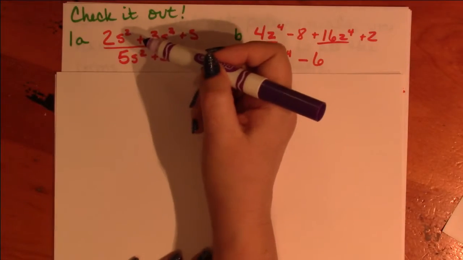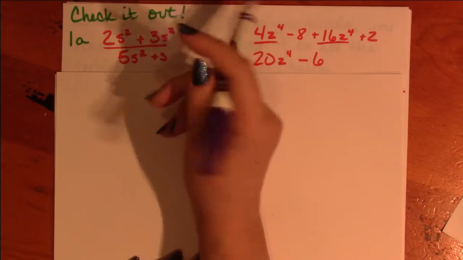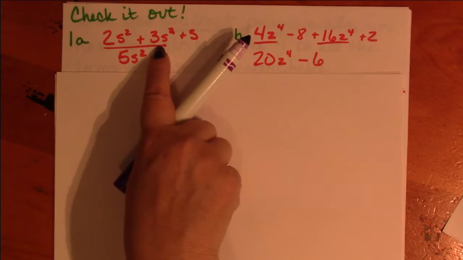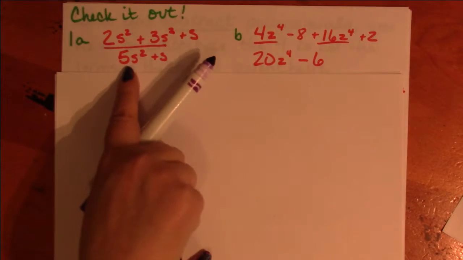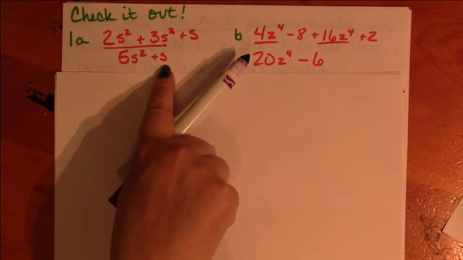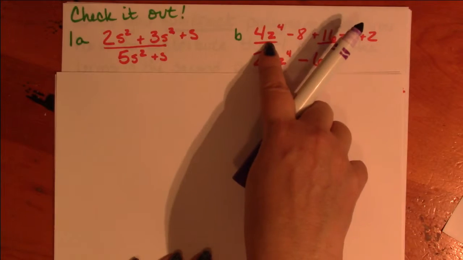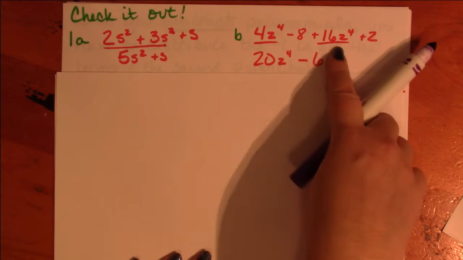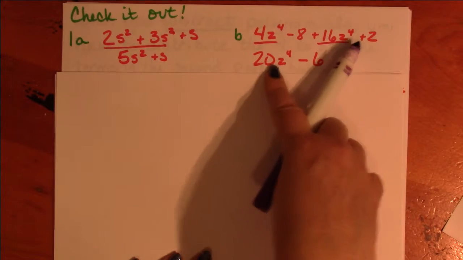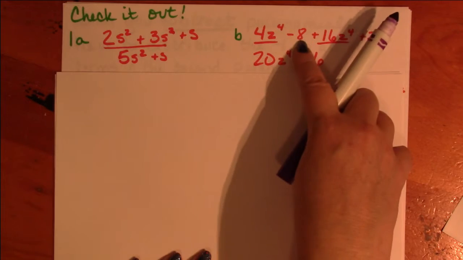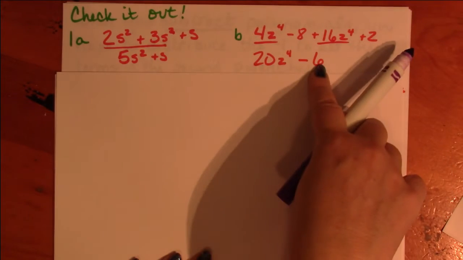So our first check it out combines 2s squared and 3s squared, and we take both of these and we make 5s squared and we bring down the s. So that's our final answer. We combine here 4z to the fourth and 16z to the fourth to give us 20z to the fourth. And we combine negative 8 and positive 2 to negative 6.